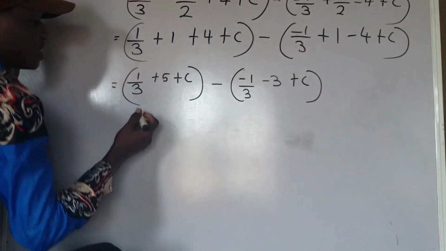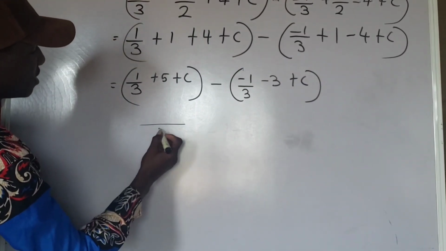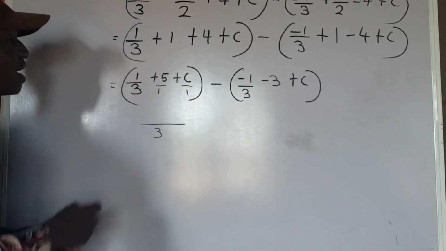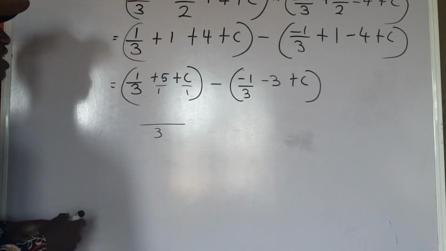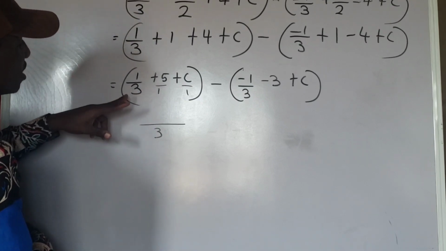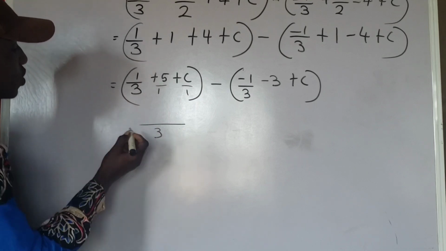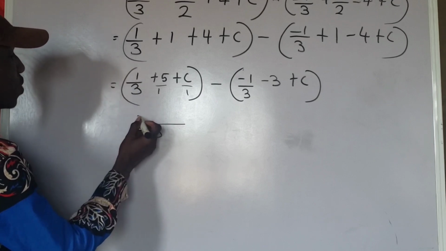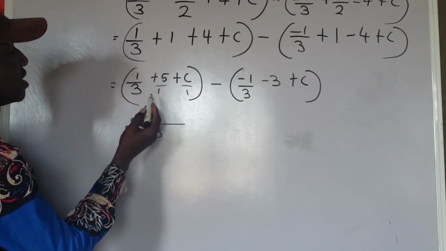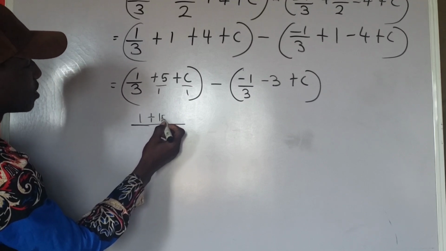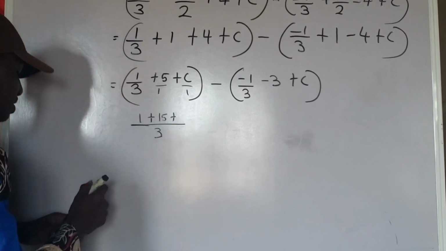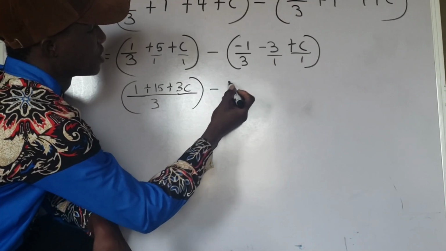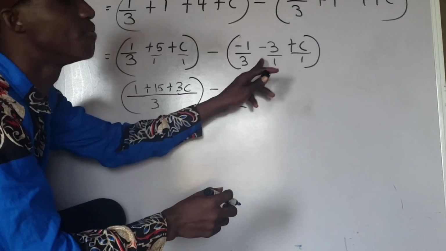Now, let us take the LCM. The LCM here is 3. Let me change 5 to a fraction by putting 1 under it; 5 over 1 is the same thing as 5. So the LCM of 3, 1, and 1 is 3. 3 divided by 3 is 1, and 1 times 1 is 1. 3 divided by 1 is 3, and 3 times 5 is 15. So 1 plus 15 plus 3 times c, which is 3c.